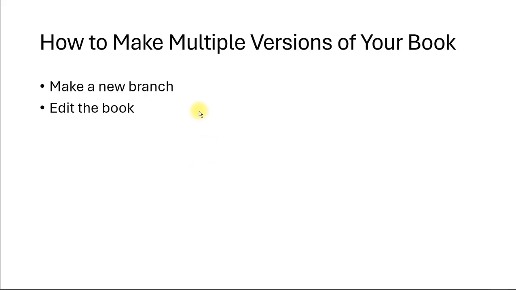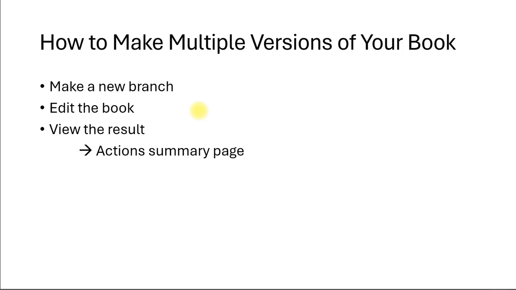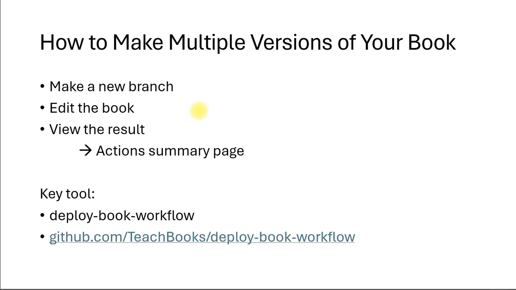Now, to summarize, the key thing here is that the action summary page shows you all of the different versions. We've tested this up to tens of books, so it's really quite a flexible and useful tool, especially because it automatically builds these books in the background. If you need more information, the key tool that does this is called the Deploy Book Workflow. It uses GitHub reusable workflows and GitHub Actions to facilitate this.